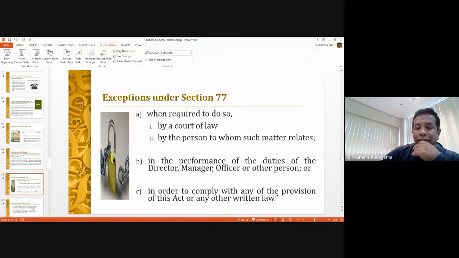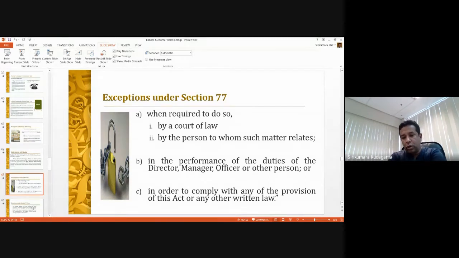Right? We don't have to worry about the exception found there. Anyway, we have two other exceptions to the rule. In the performance of the duties of the director, manager, officer, or other person, if you are divulging information in the performance of those duties, then you are protected. These duties may come from certain regulatory requirements, contractual arrangements, and so on. Those are generally covered in Section 77.